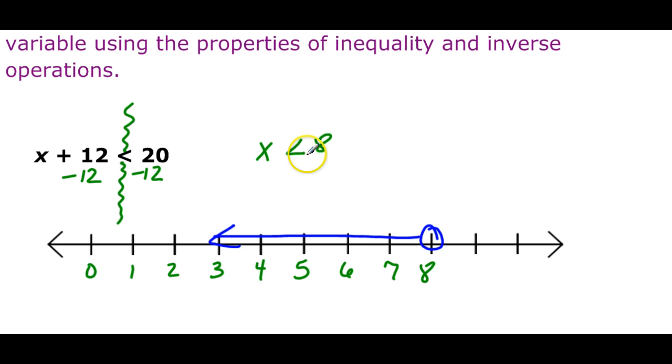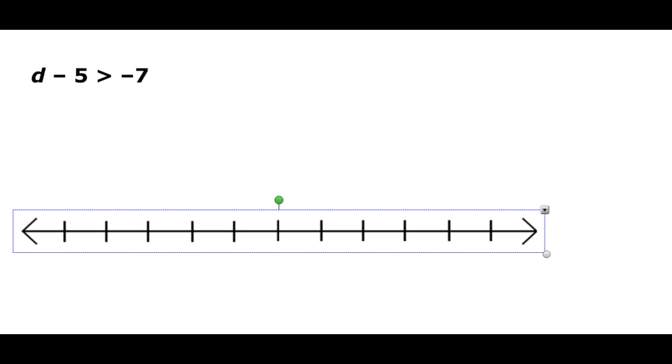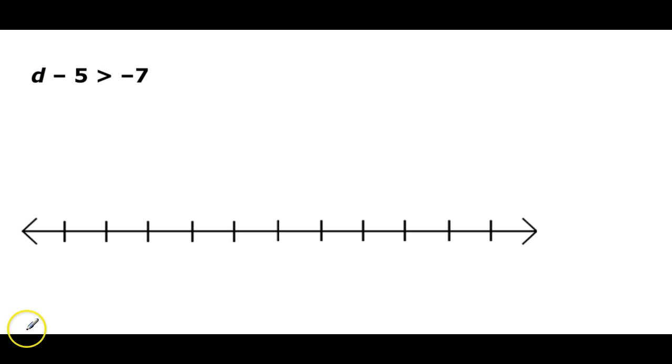It does not have the "or equal to," so I leave it open. Okay? This one you'll notice has a 5 subtracted from the d, so we have to do the inverse, which would be to add 5. That's going to give me d is greater than, be careful of your signs, negative 2. Put a 0 here. How about a negative 1, a negative 2?